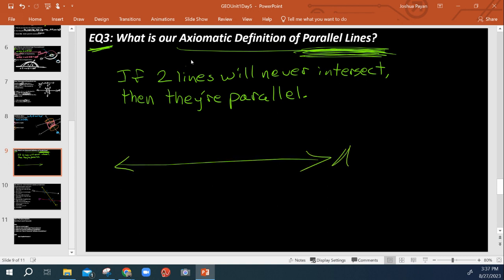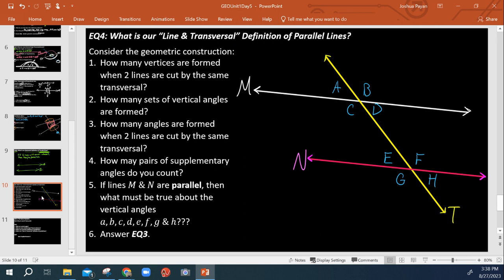If line A continues on its path and line B is oriented in the exact same way, we require no proof whatsoever that they will never intersect. And we'll make a lot more sense of this later, but we're going to start to make sense of it right now. So this next EQ, our line and transversal definition of parallel lines, right? So there's a simple way to express this, right?